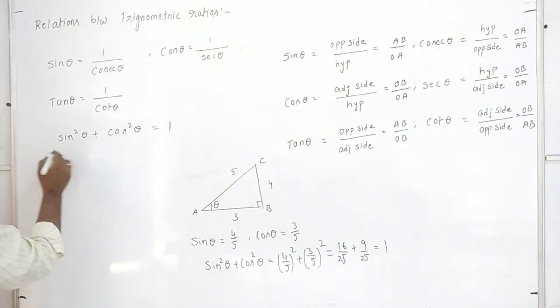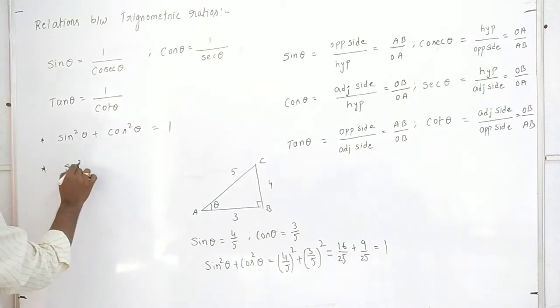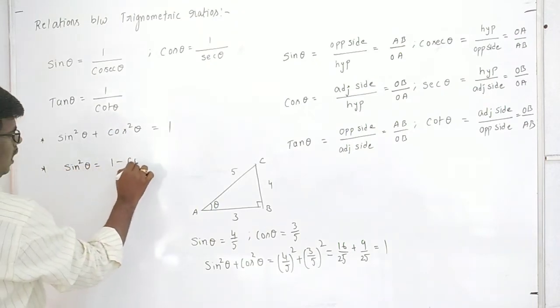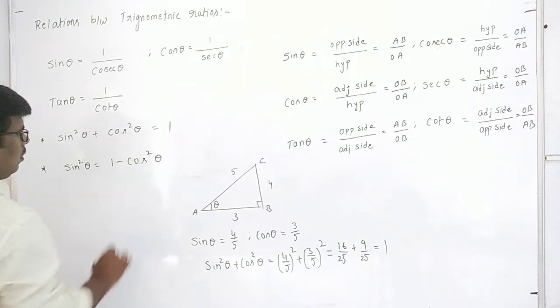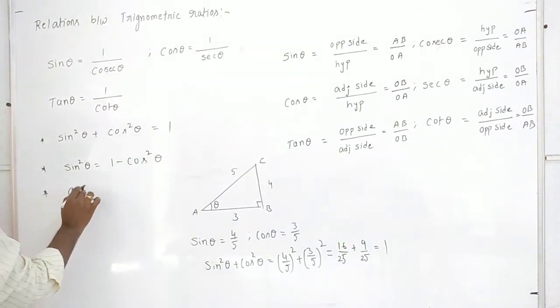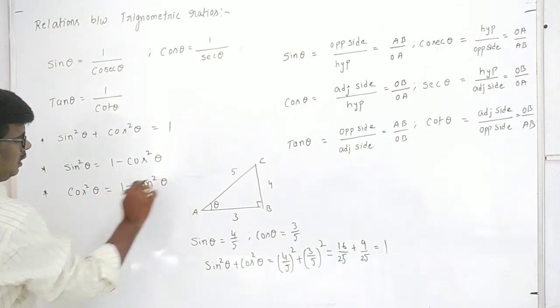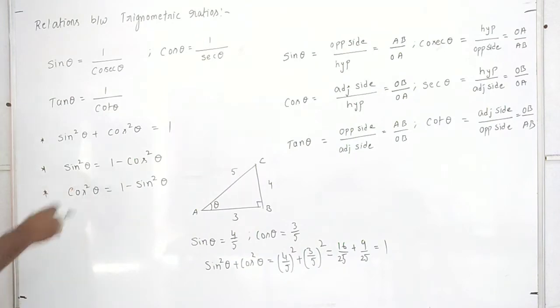In this you can also write sine square theta equal to 1 minus cos square theta. Otherwise cos square theta you can also write as 1 minus sine square theta. So that is the way you can write it.